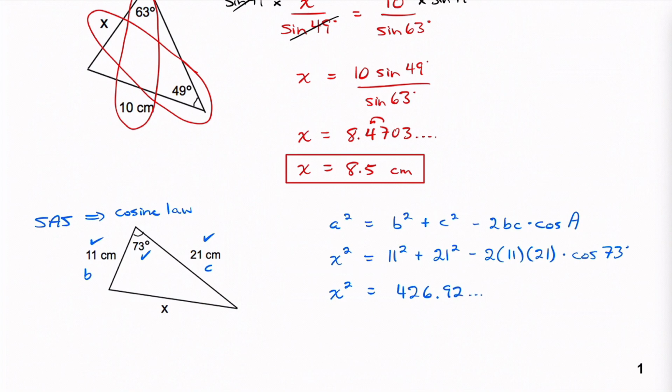You're going to get 426.92 dot dot dot. And then to get rid of the square around the x, we just have to take the square root. So square root that side, square root that side, square root cancels, and x is equal to 20.66 and then some other decimals, so that 6 is going to round the 6 up, and you're going to get 20.7 centimeters.